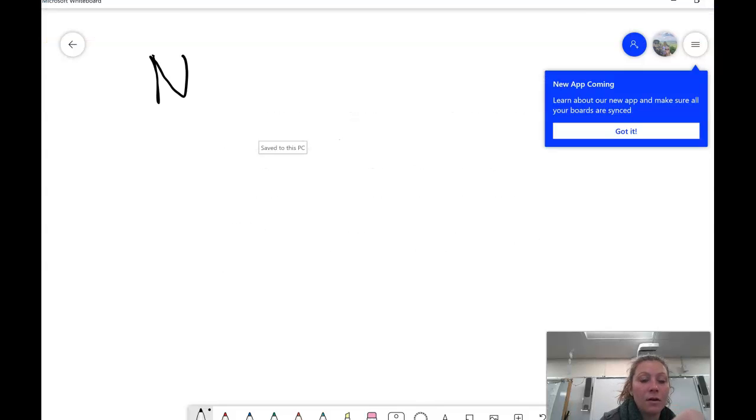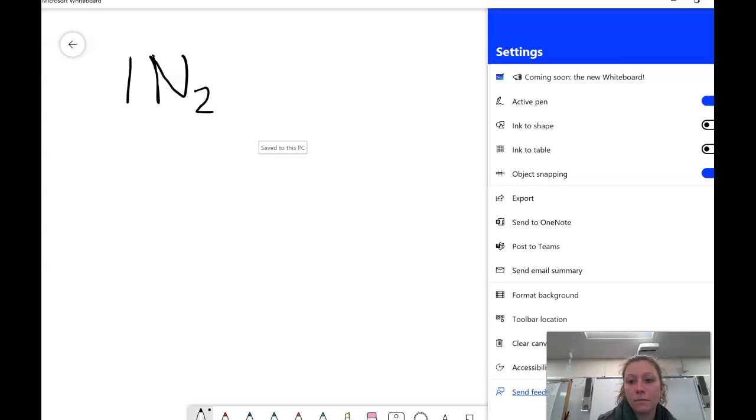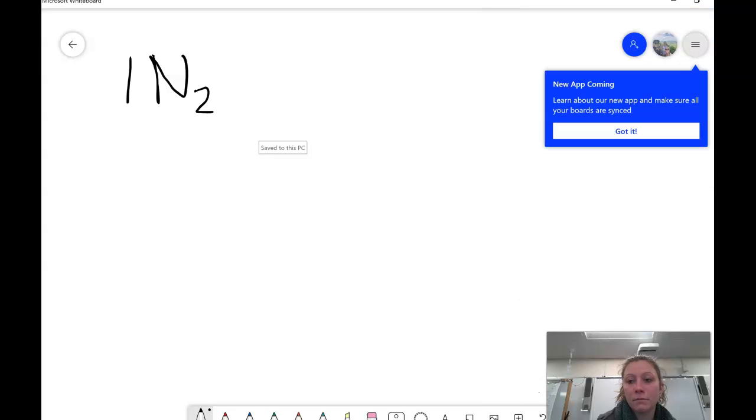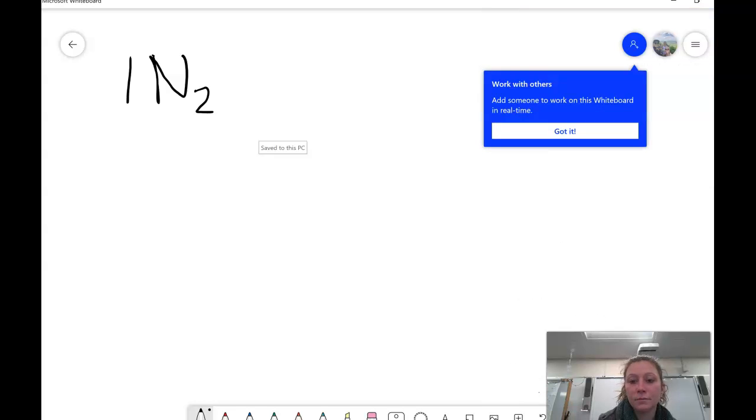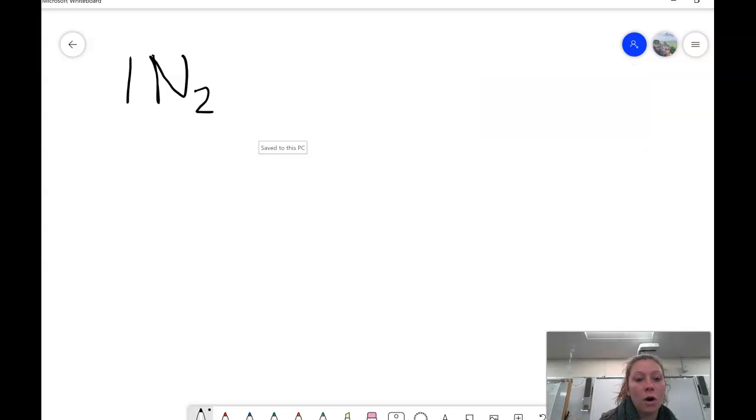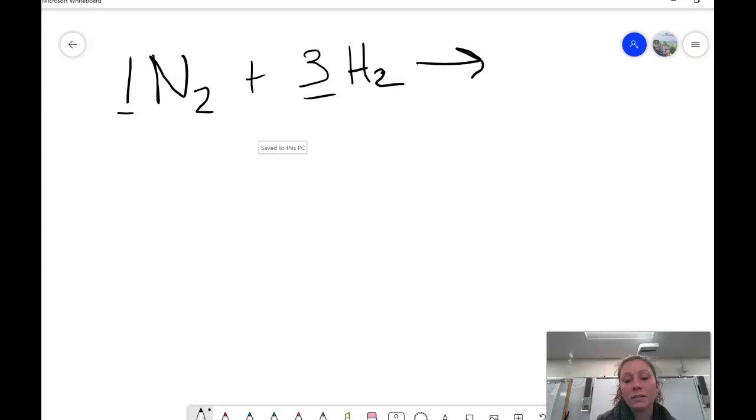So if I have 1 mole of N2 plus 3 moles of H2, it reacts to produce 2 moles of NH3. And like I said yesterday, this is the Haber-Bosch process.